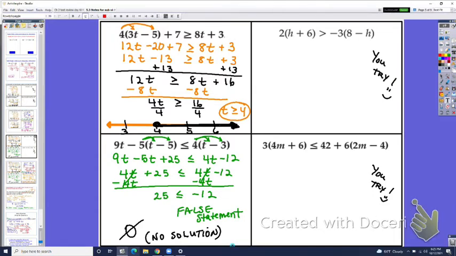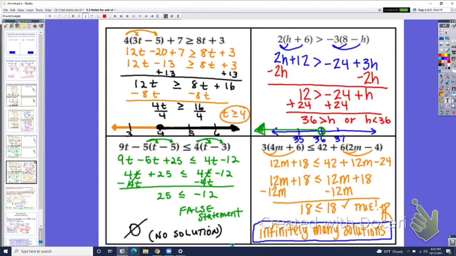The next U-tries are a little more advanced. We have to distribute on these two. So 2 times h plus 6, that is 2h plus 12, is greater than, distribute the -3 to the 8 minus h, and you get -24 plus 3h. I chose to start by subtracting 2h on both sides, and then my next step would be adding 24 on both sides. So your answers could be written as 36 is greater than h, or h is smaller than 36, which is an open circle above 36 pointing to the left.